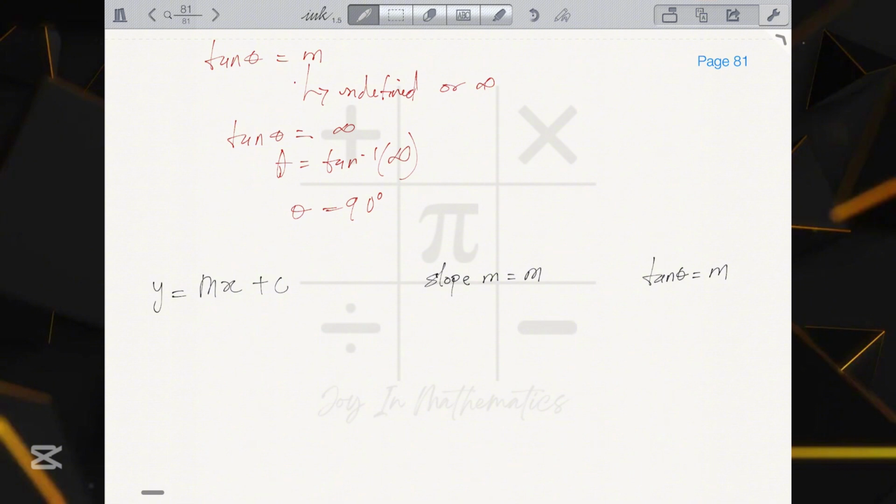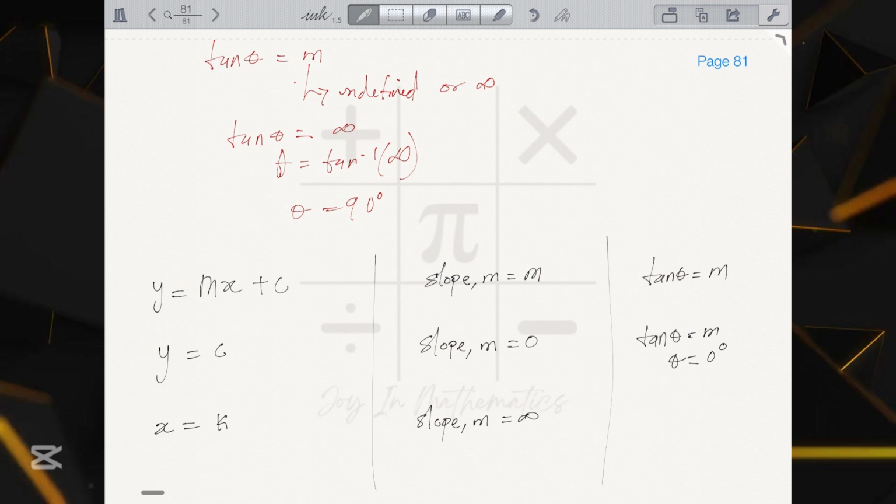Likewise, if we have a horizontal line of y equals c, slope m is equal to 0. And if we use tan theta equals m, we have that theta is equal to 0 degrees. However, if we have a vertical line of x equals k, we have that the slope m is undefined, infinity. Then we will use tan theta equals m, then theta is equal to 90 degrees. Infinity here means undefined.